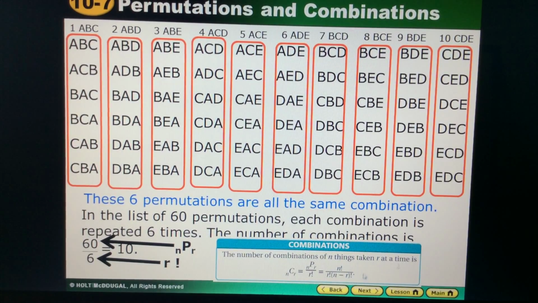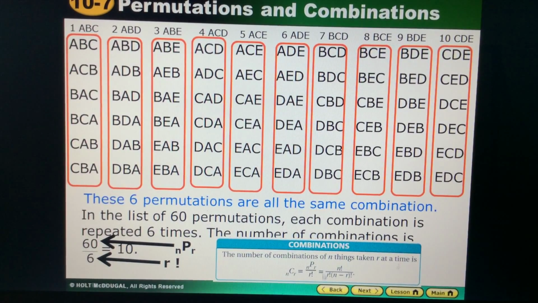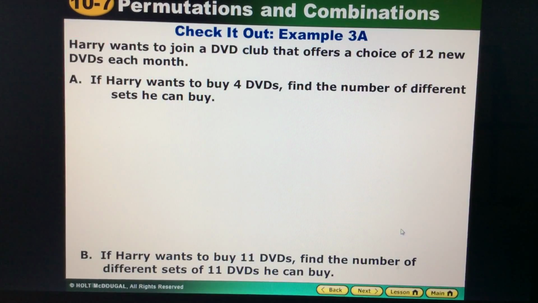So here is then what that looks like. This part is the permutation, the n factorial over the quantity n minus r factorial, if you recall that from the other formula. And then you also have to divide that by r factorial, which is right here. So let's do a couple examples.